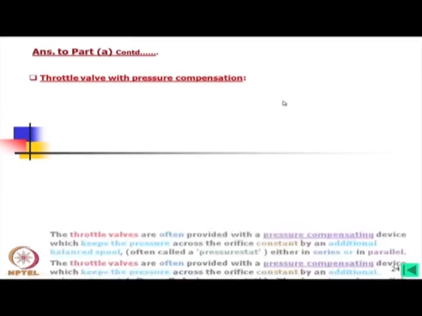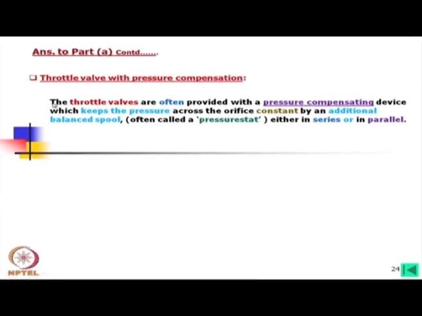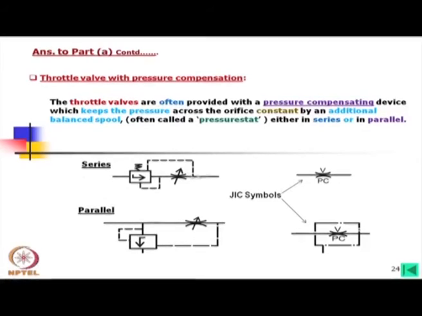Throttle valve with pressure compensation. The throttle valves are often provided with a pressure compensation device, which keeps the pressure across the orifice constant by an additional balance spool, often called a pressure stat, either in series or in parallel. This is interesting. What we have discussed earlier in pressure compensation, we have not used this term series or parallel. In this case, what we find, the series connection is like this.